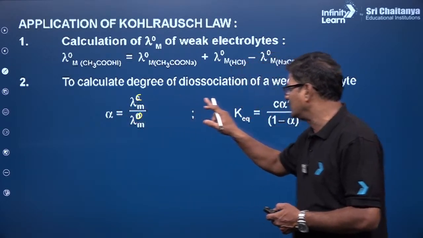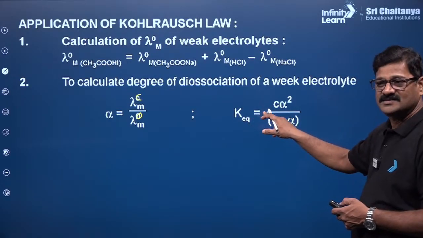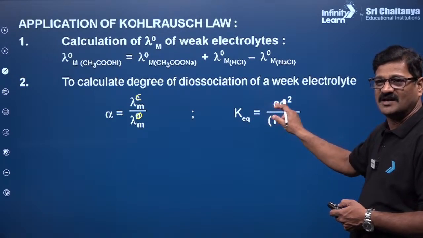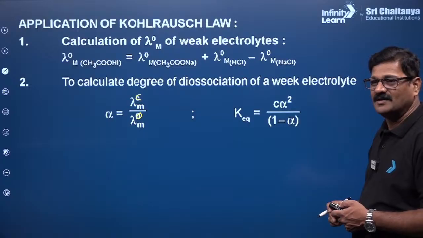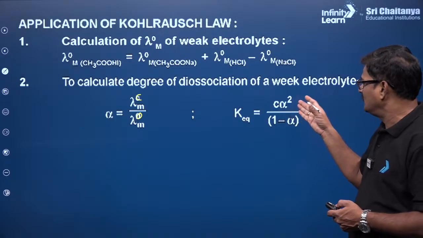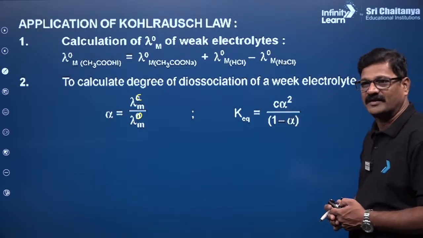Once you get the alpha, you can calculate the Ka or Kb, C alpha square by 1 minus alpha. Okay, that is given as Ostwald dilution law. Are you getting or not?